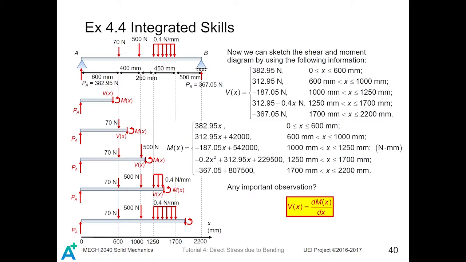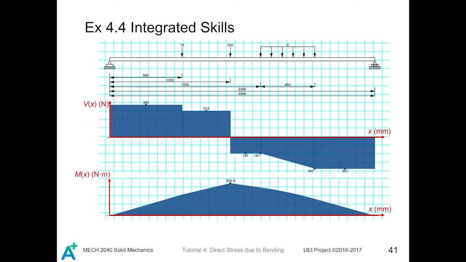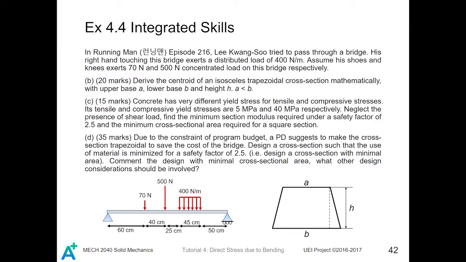Finally, we combine all our known results, the Vx for different sections, as well as the moment Mx for different sections. Also, we compute some boundary conditions, like the moment and the shear force at 600, 1000, 2050, 1700 and 2200. We compute all those boundary conditions such that we can sketch the shear force and moment diagram. So the shear force and moment diagram is sketched in this way. Just now we dealt with the shear and bending moment diagram of this beam.